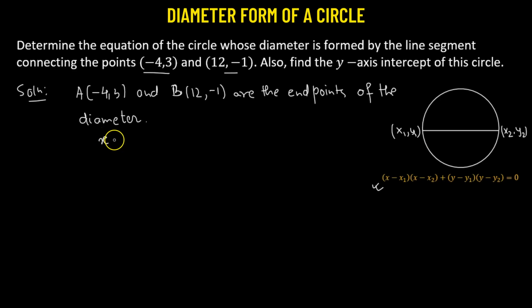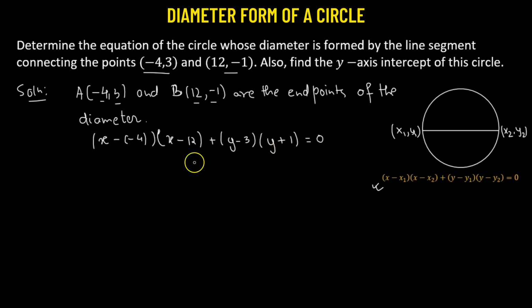So we have x minus x1. In our case, x1 is -4. So we have (x minus -4) multiplied by (x minus x2). The x2 value is 12. Added to (y minus y1). y1 is 3 here, so we have (y minus 3), multiplied by (y minus y2). y2 is -1, so we have (y plus 1). And this will be equal to 0.